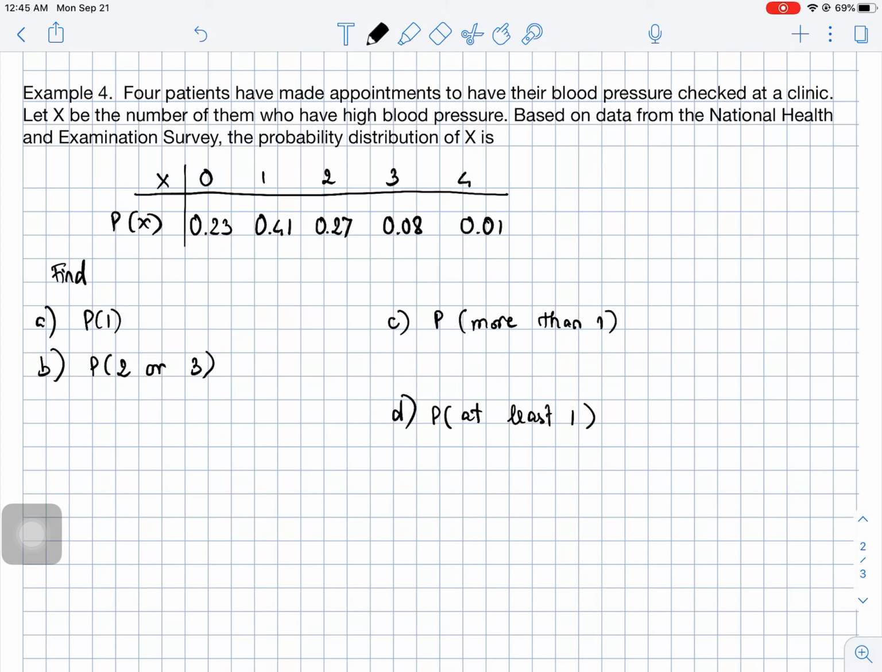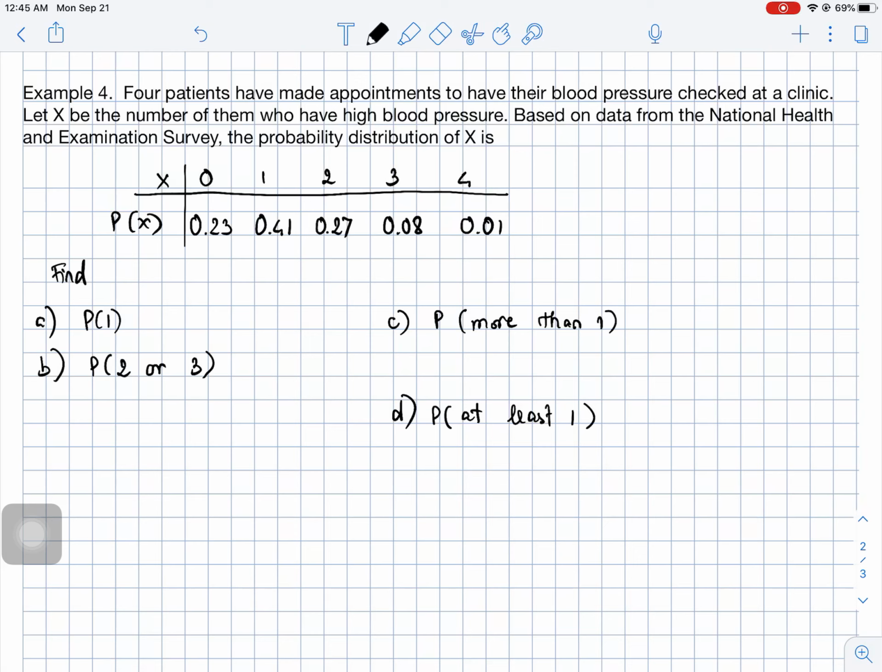Example number 4. 4 patients have made appointments to have their blood pressure checked at a clinic. Let X be the number of them who have high blood pressure based on data from the National Health and Examination Survey. The probability distribution of X is given to us in the table, and then they've asked us to find parts A, B, C, and D.